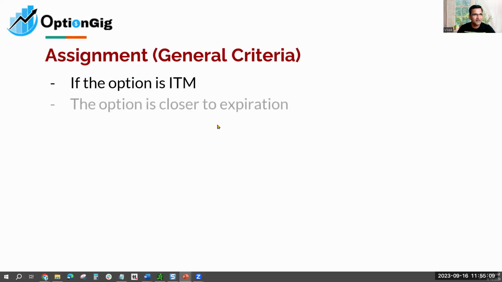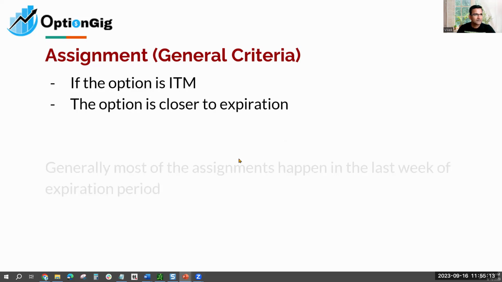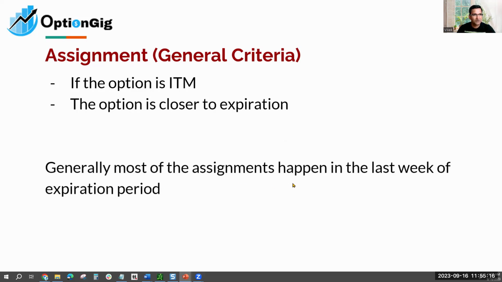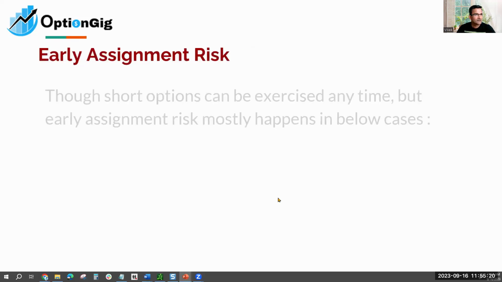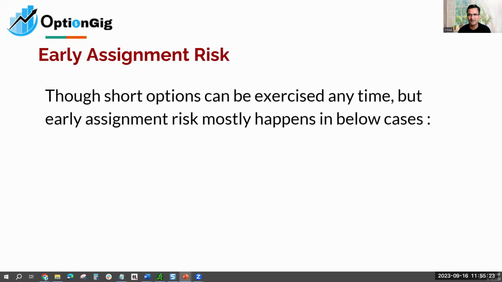If the option is in the money and the option is closer to expiration, and like I said, most of the assignments happen in the last week. So there are some cases in which you could have an option assigned 3 weeks, 4 weeks before the expiration. So October 20th is expiration. There is a chance that if I've sold an option, I could get assigned next week itself.